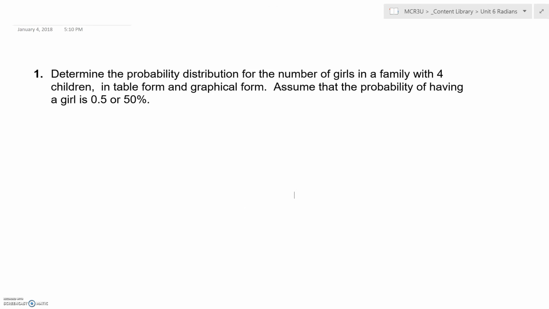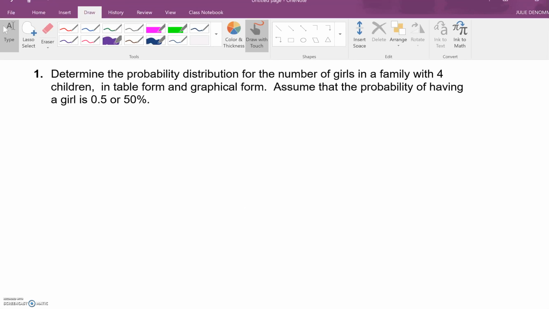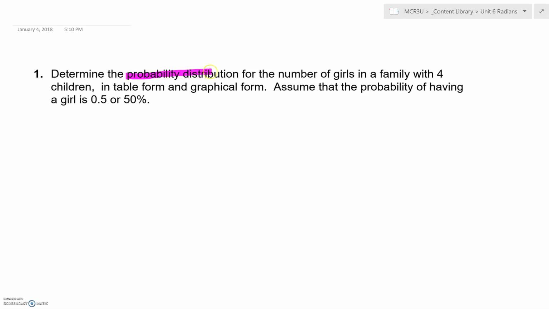So first of all, we're looking for the probability distribution. So it's important to know what a probability distribution looks like. A probability distribution is basically a fancy word for table. So you're just basically making a table where you have your random variable x, and then you have the probability of x. So I'm just going to write it this way.